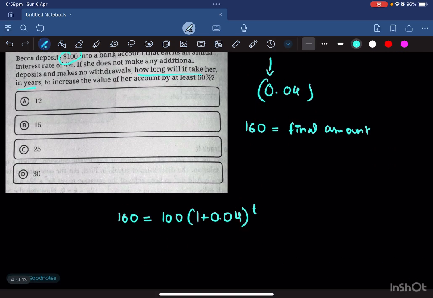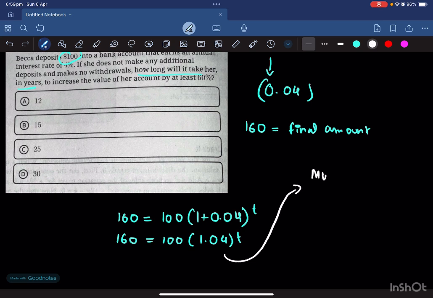So let's break down the question. 160 equals 100 times 1.04 to the power t. So we have to find such a number for t. It's a hit and trial method. I have two methods: one is with the log, and another is the hit and trial. I don't usually prefer the hit and trial method, so we will go with the log. Log is advanced, but it is very easy. So let's take the log.